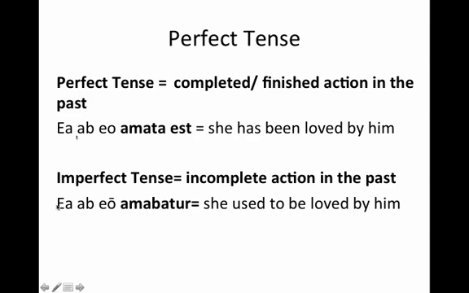it is completely over. On the other hand, the imperfect tense, the form that has the BA in it, while it happened in the past, we're not sure if it's still happening or not. So, for example, Ea ab eo amabatur, she used to be loved by him. Is she still loved by him? Maybe, but it's not conclusive that it's completely finished.